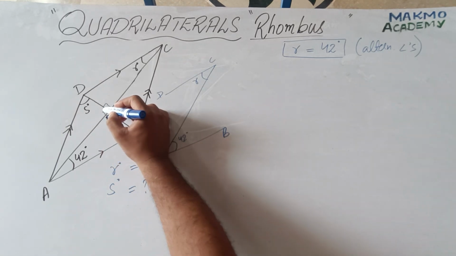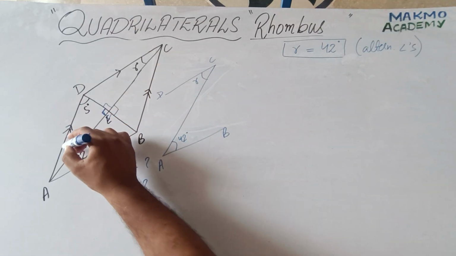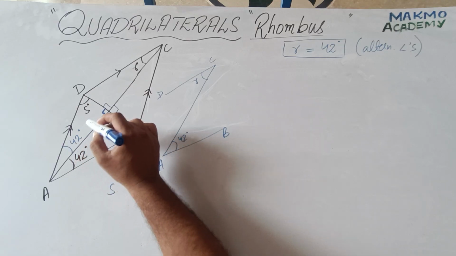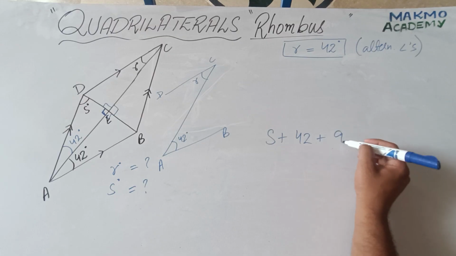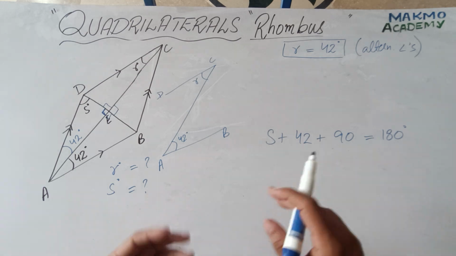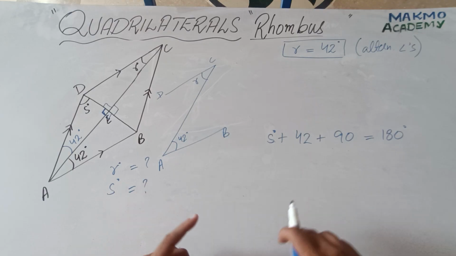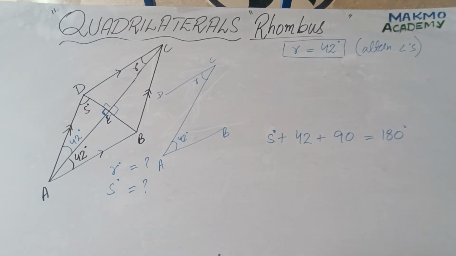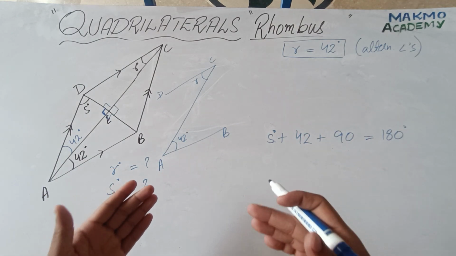So as I have marked over here that this angle is of 90 degrees, and we know that diagonal bisects interior angle, so this angle would also be equal to 42. So 42 plus 90 plus S plus 42 plus 90 is equal to 180 degrees. So yes, we have found it out. How to find out the value of S? This is how simple it is. But before proceeding, this angle is of 42. I am saying this. We need to mention it properly. That is why I am saying this.